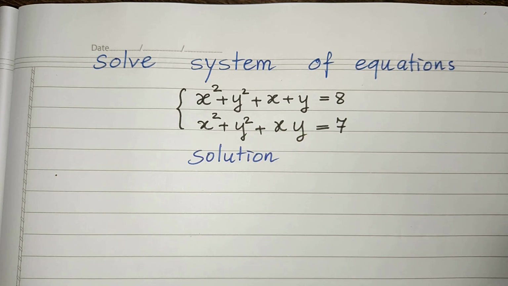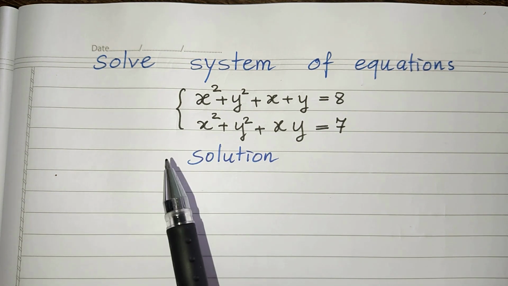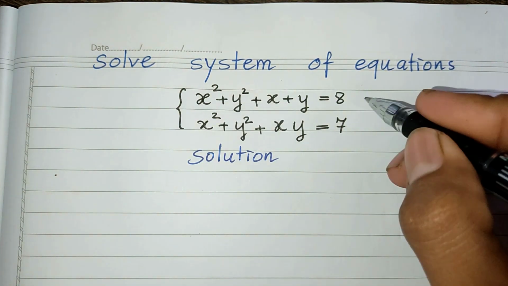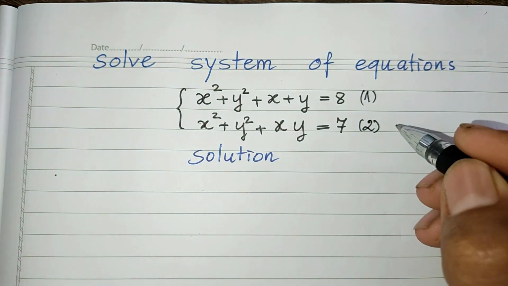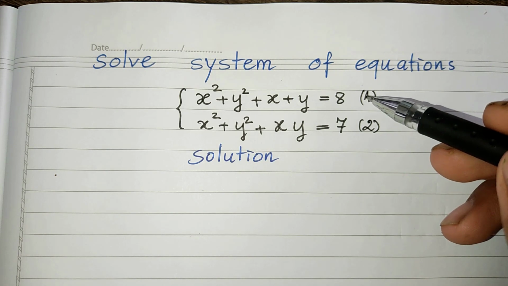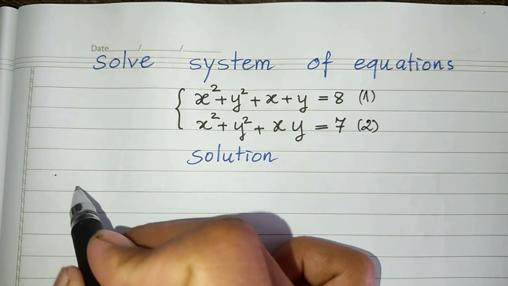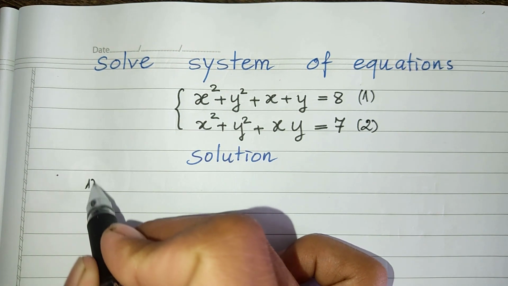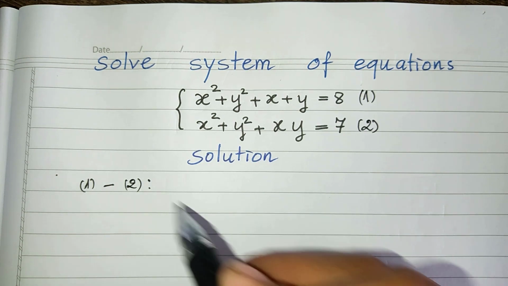Okay, now we go to the solution together. I call this the first equation and this the second equation. First step, I subtract the second equation from the first equation.